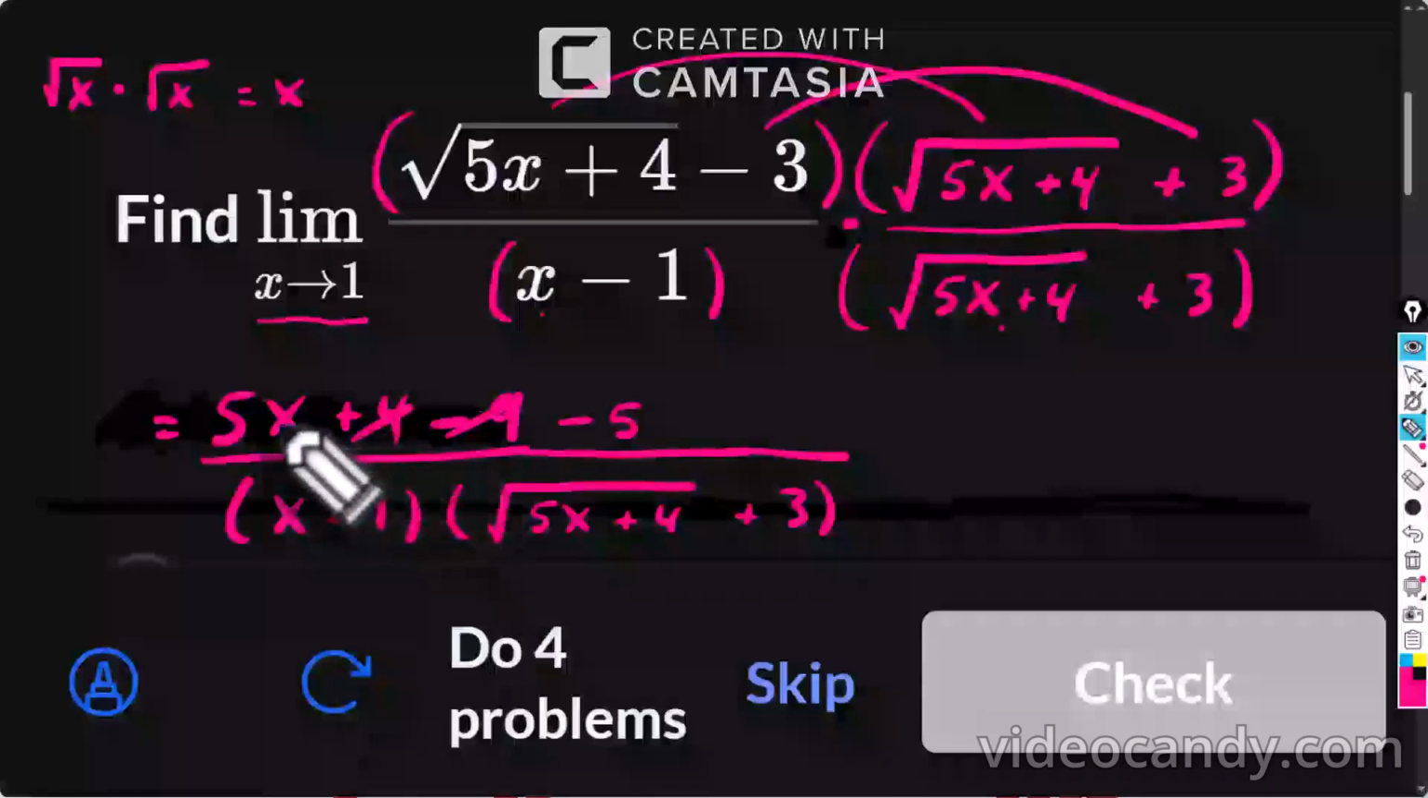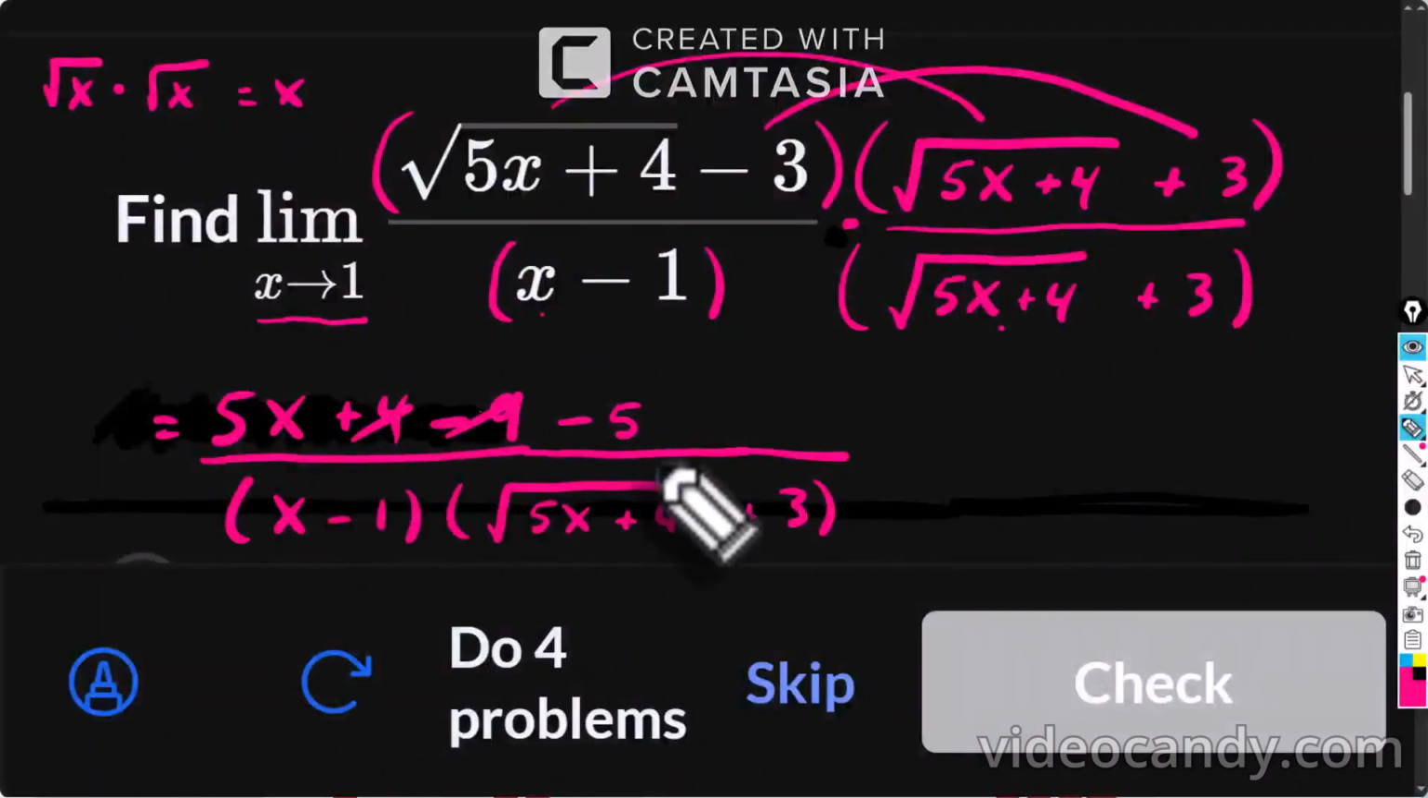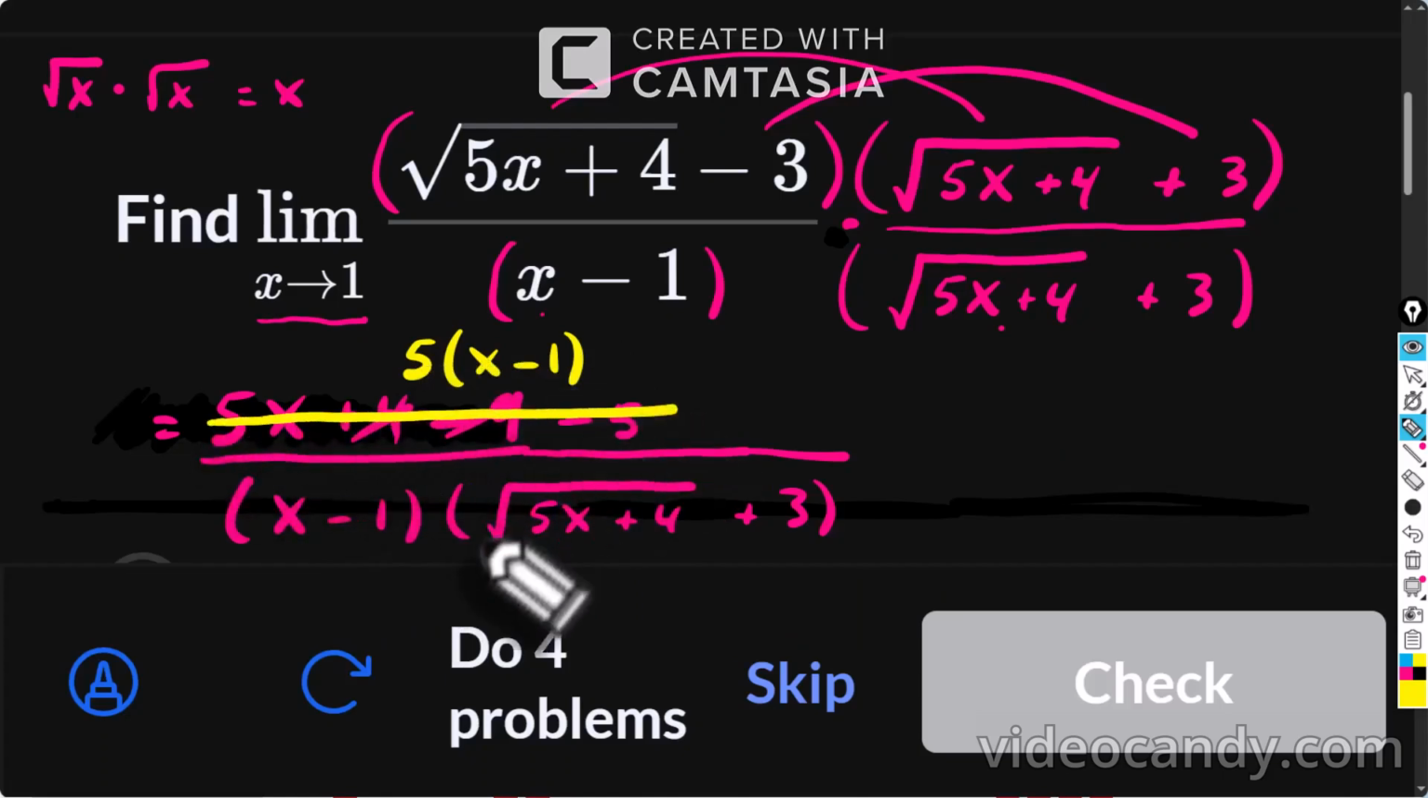Now, since we have 5x minus 5 in the numerator, we can factor that out. 5x minus 5, the greatest common factor is 5. Okay, and 5x divided by 5 is x. Negative 5 divided by 5 is negative 1. If you want to double check, 5 times x is 5x. 5 times negative 1 is negative 5. So we rewrote the numerator. Okay, and now we can cancel.